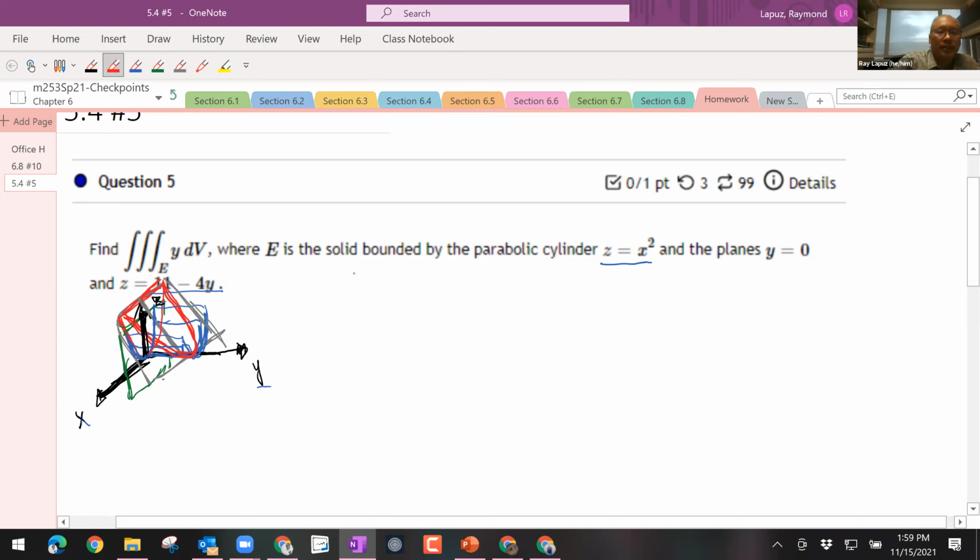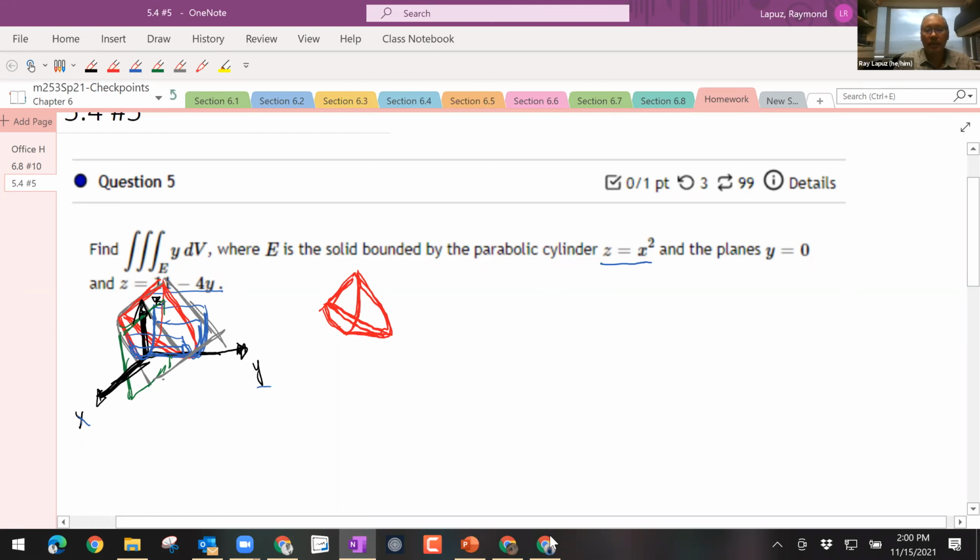Let me see if I could try to redraw it here. Let's try to redraw that one again. So this is the y equals 0 plane, and it runs along here on the y-axis, and then it gets cut by another plane that goes like this. If you can't see that very well, we will actually graph this to take a look at how the graph of this thing looks. I guess we can do that now.